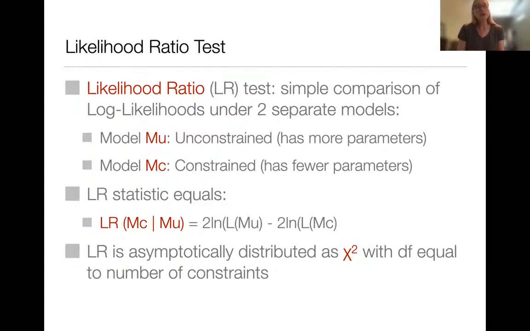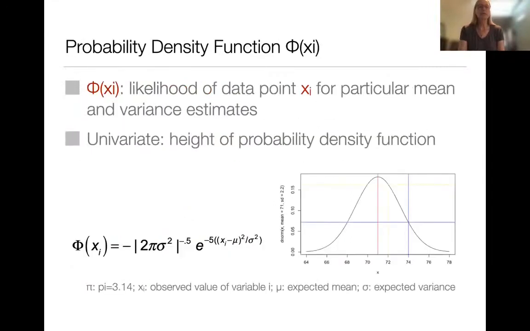And then the likelihood ratio statistic equals the difference, or basically twice the difference between the likelihood or the log likelihood of the unconstrained and the constrained model. And this likelihood ratio is asymptotically distributed as a chi-square with its degrees of freedom equal to the number of constraints. Hopefully this will make more sense when we use this in practice.